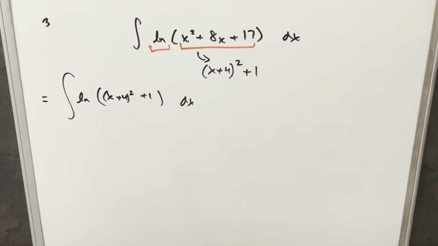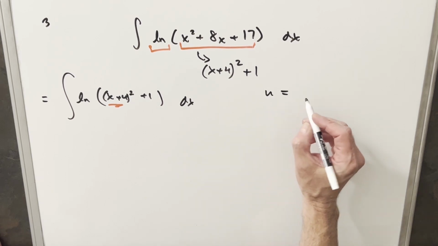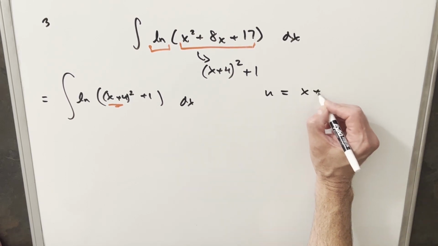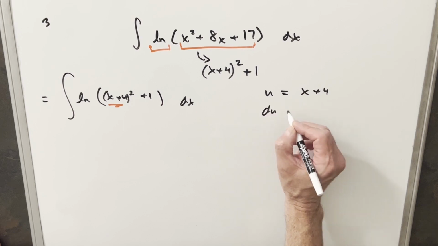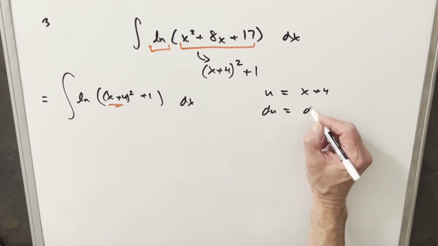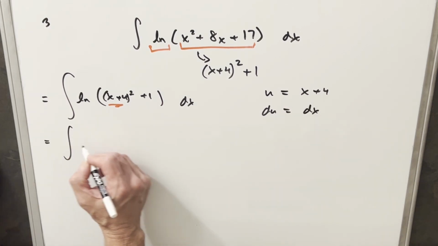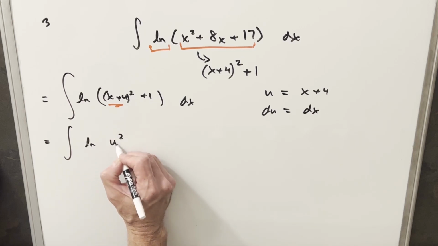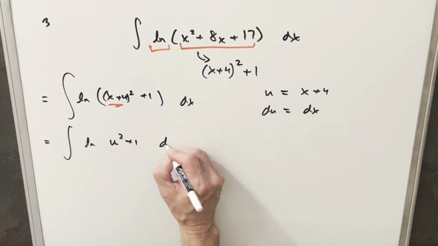And then from here, I think I'm going to do a u substitution just to clean this up a little bit and simplify it. I don't know that we need to, but I just like to do it this way. So I'm going to call my u equal to x plus 4. And that's nice because then our du is just dx. So then we're going to have natural log of u squared plus 1 du.